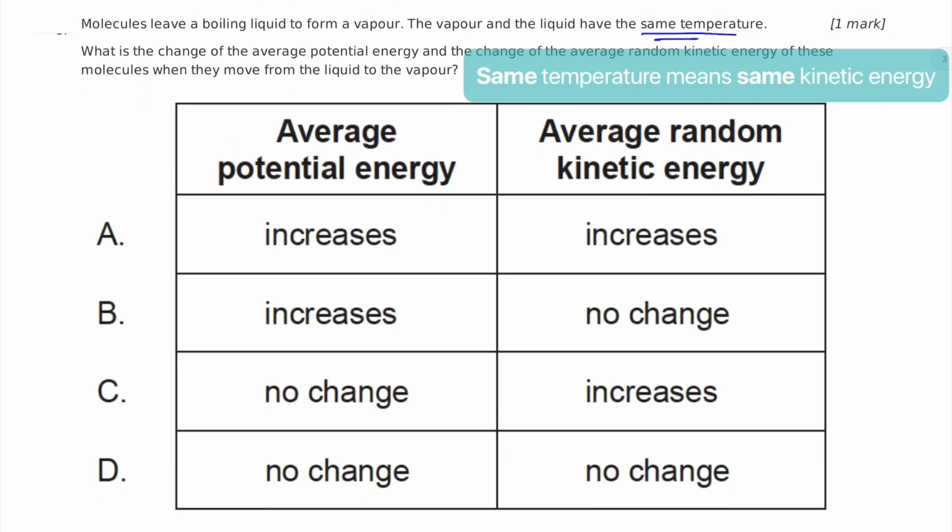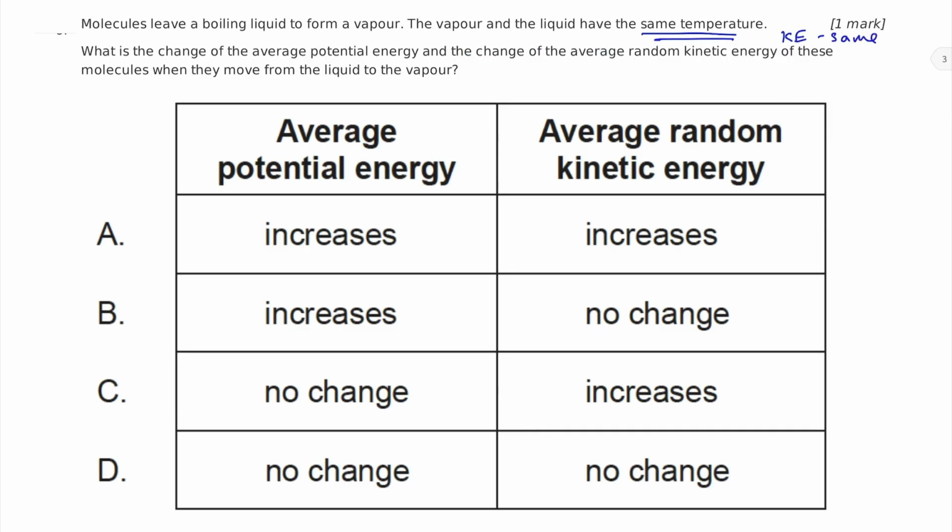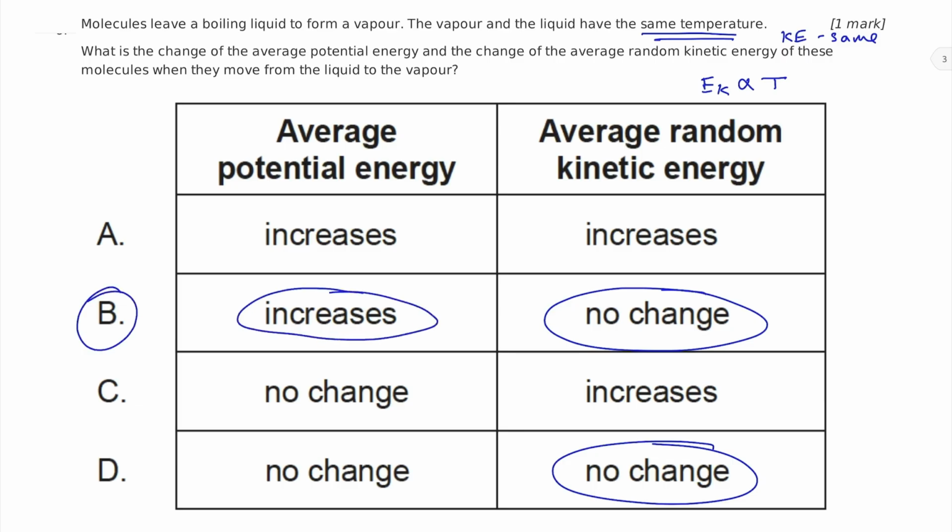If they have the same temperature, then the kinetic energy is the same. Okay, so the kinetic energy that something has is indicative of the temperature of the molecule. So there's no change to the kinetic energy, so it's either B or D. The fact that they go from a liquid to a vapour means that they increase in distance from each other, and that means that the potential energy increases. So our answer is B.